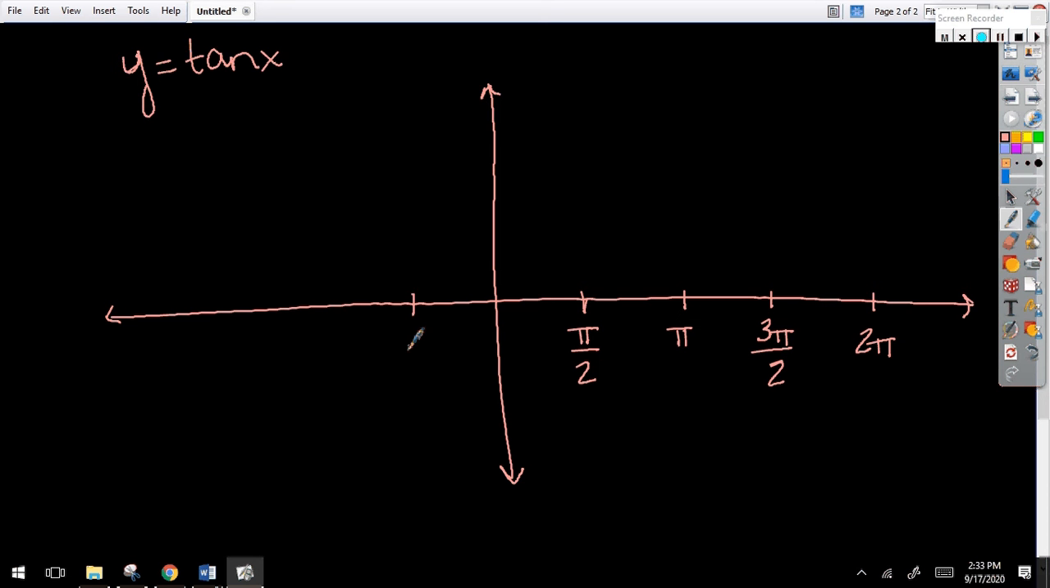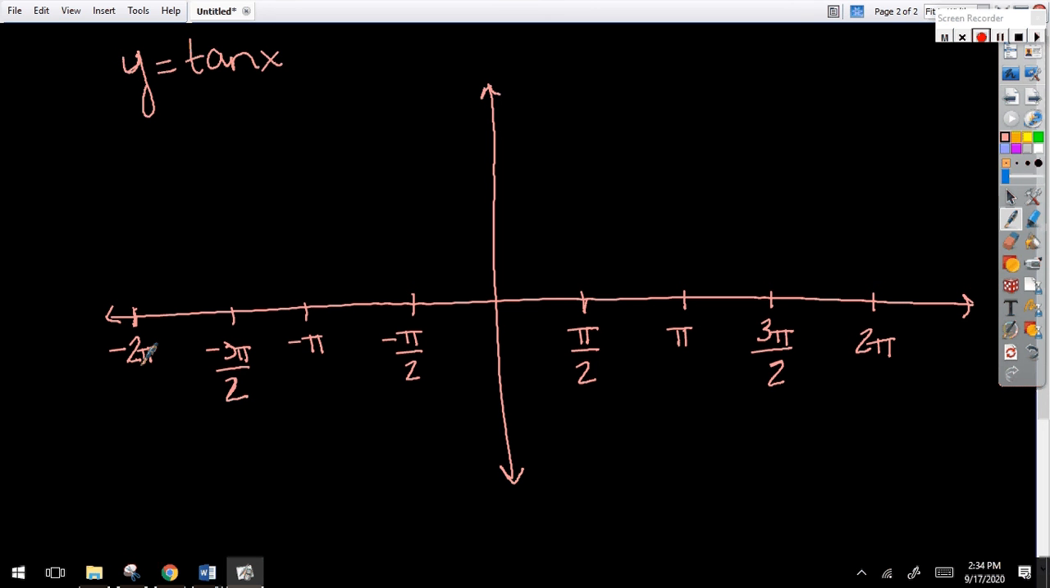Pi over 2, negative pi, negative 3 pi over 2. Ooh, it is not 3 pi, it is negative 2 pi. So if you haven't already, please be very, very accustomed to that unit circle. Keep using values, okay?